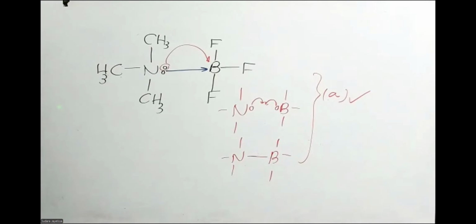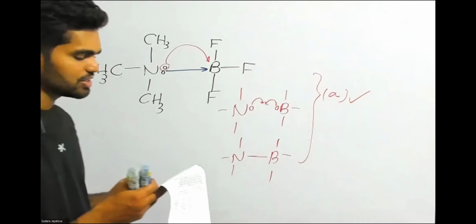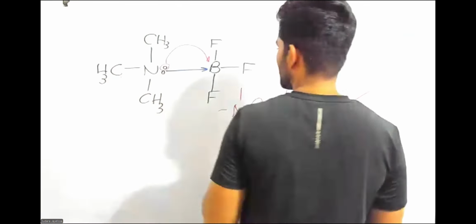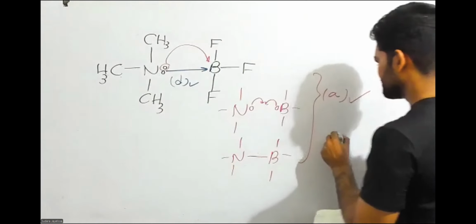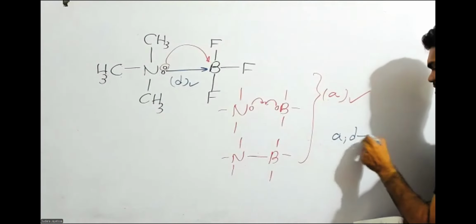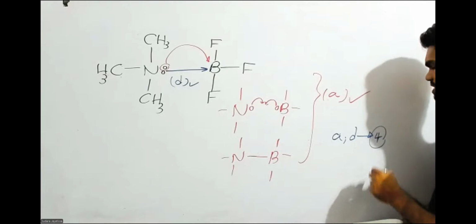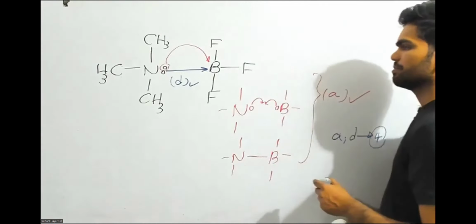Boron doesn't supply the electron pair, but nitrogen supplies the electron pair. So D is also correct according to the blue color. So the answer is A and D. A, D correct means answer 4. So it's a good question about dative covalent bond.